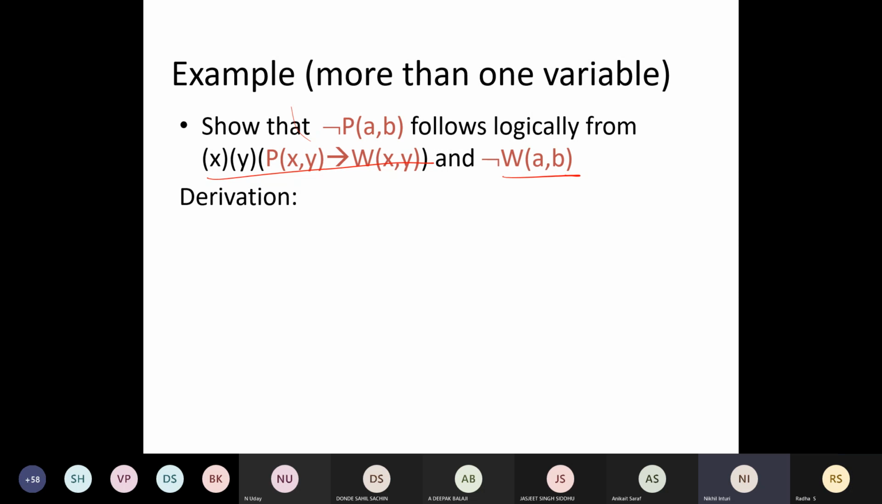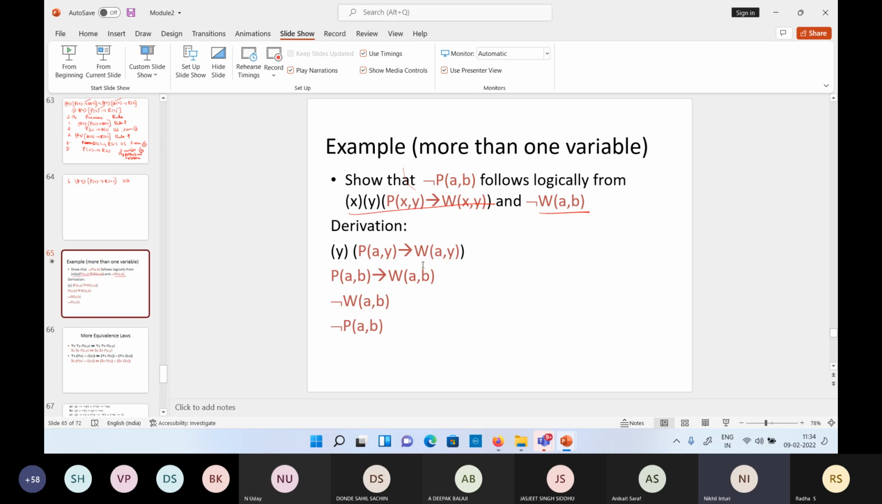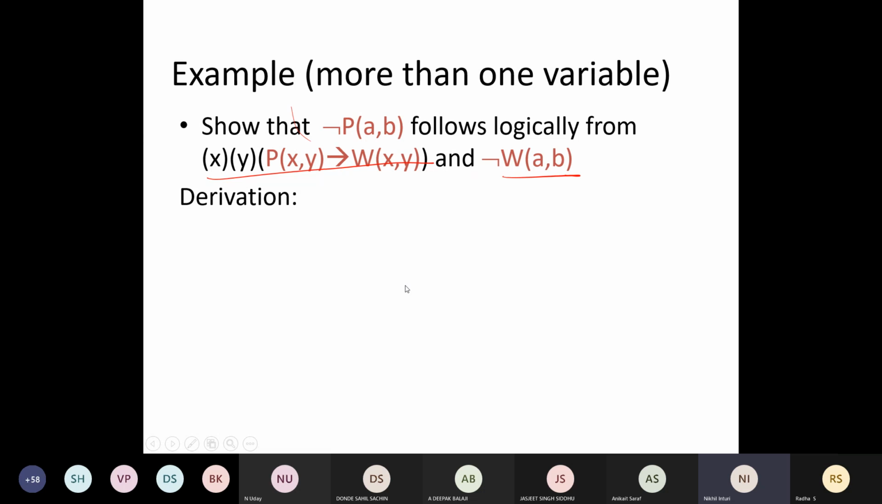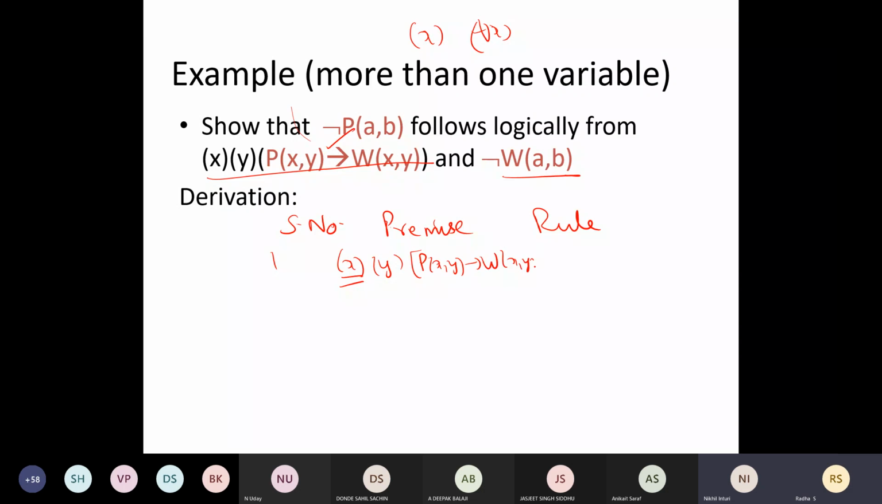Very simple. Can you please think about it? Here x, y means for all x and for all y. First, we can introduce that. Shall we introduce this first? Tell me which one we can introduce. For all x, for all y, P of x comma y implies W of x comma y.